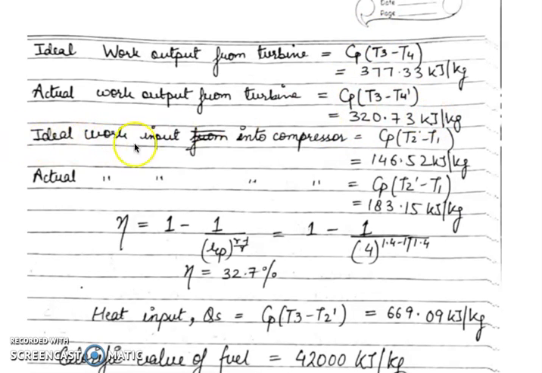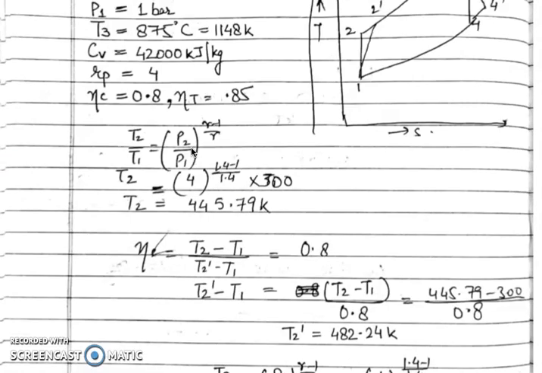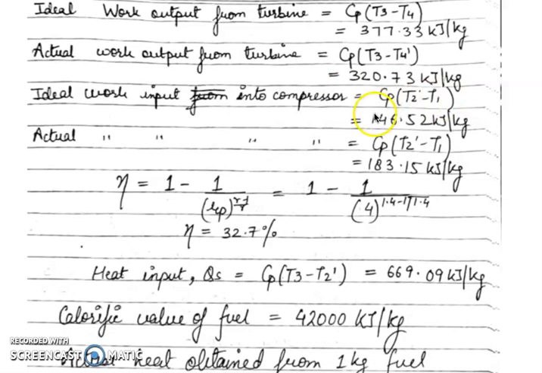and again for per unit mass we are obtaining the actual work output. Ideal work input into the compressor will be Cp (T2 minus T1) and actual will be Cp (T2 dash minus T1), and I have calculated these as follows, and these are also in specific terms or per unit mass terms.